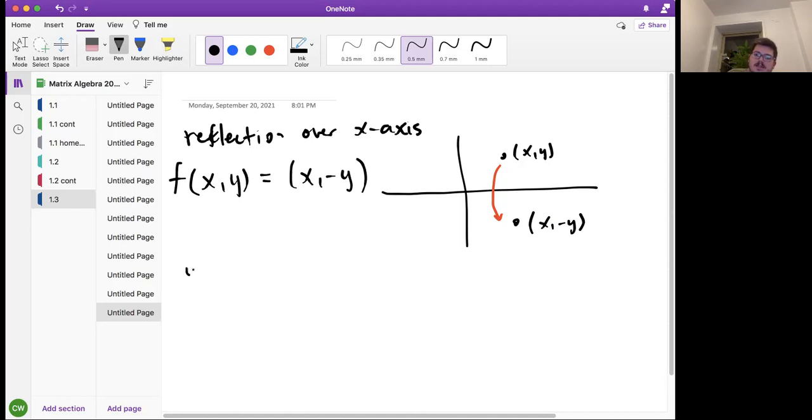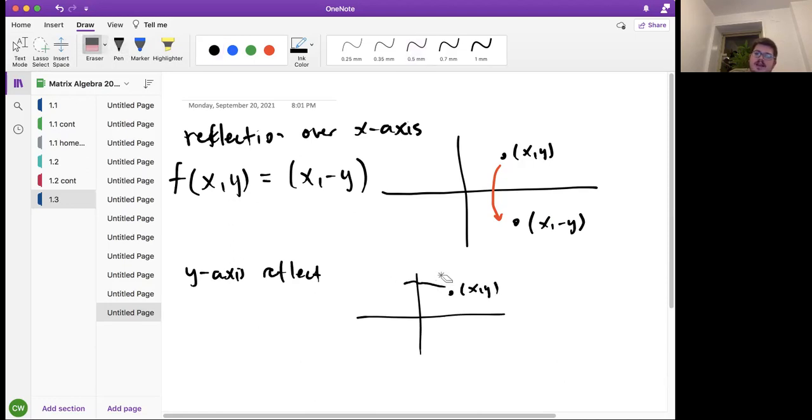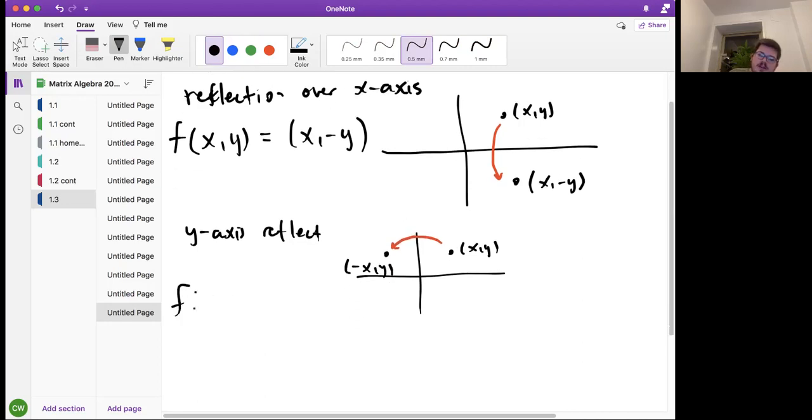Okay, how about y-axis reflection? That one is negative x, y. So it's a function f that goes to negative x, y.